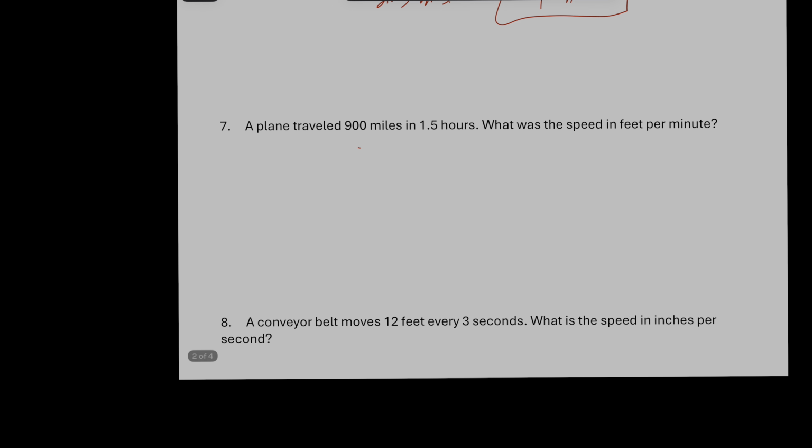All right, a plane traveled 900 miles in 1.5 hours. What was the speed in feet per minute? Oh man, I have to change all of them. All right, this one's not so bad because watch, I can go miles to feet. I know that one. So I'm going to get 5,280 feet to 1 mile. And look at my miles. Now I'm in feet per hour. I'm going to multiply that.